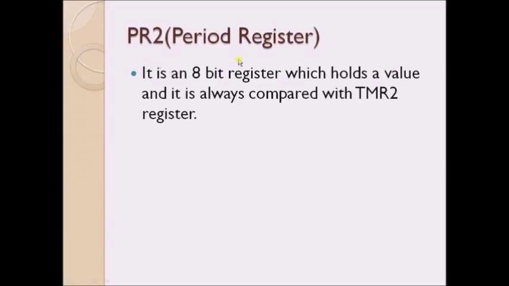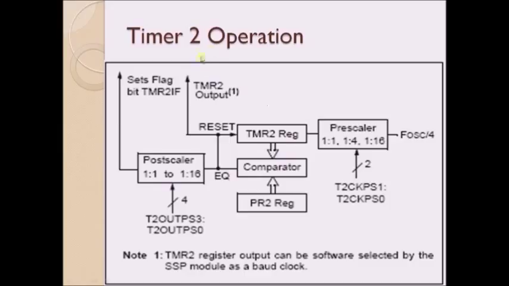As I told you, it is a period register. It's an 8-bit register, and always this register is compared with the timer 2 register. Let us see the operation of this timer 2. It can get the clock from the external source, that is F oscillator divided by 4. This can be given to the prescaler. The prescaler, as we know, divides the incoming clock frequency by some factor. It might be 1, 4 or 16. Now this is given to the timer 2 register.